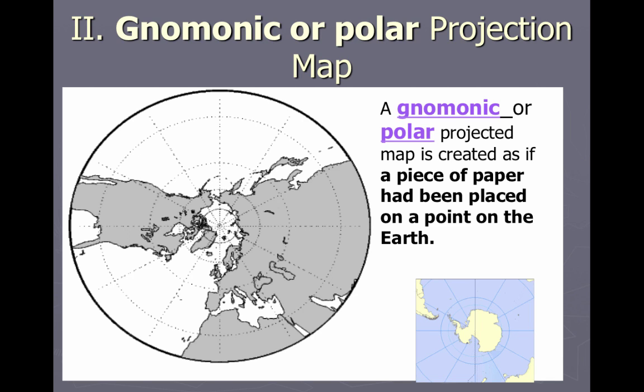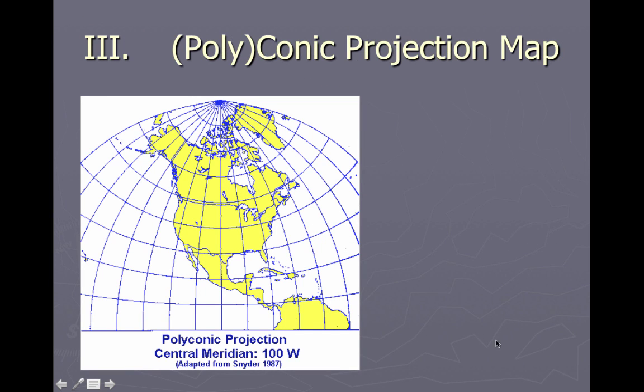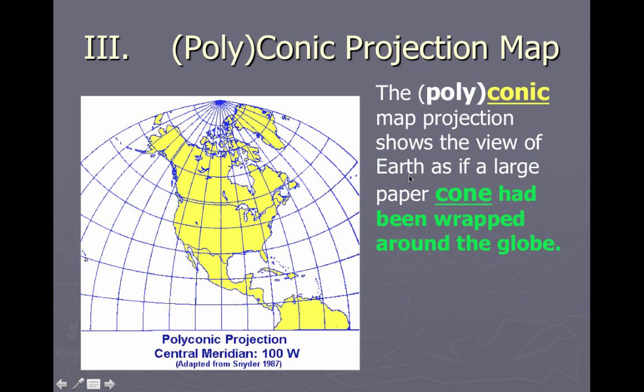The second projection we'll look at is polar or gnomonic, and it's created as if a piece of paper had been placed on a point on the Earth. So for example, this map is Antarctica. So this is looking down on the Earth, and Antarctica is not distorted, but as you go away from it, there's more distortion. And then here's a polyconic projection, which is pretty good for the middle latitudes too. So it's a view as if a large cone of paper had been wrapped around the globe.